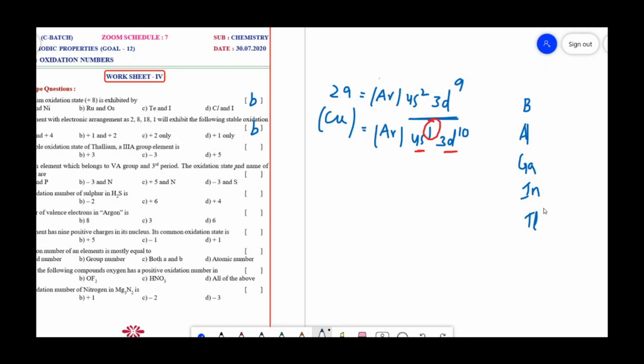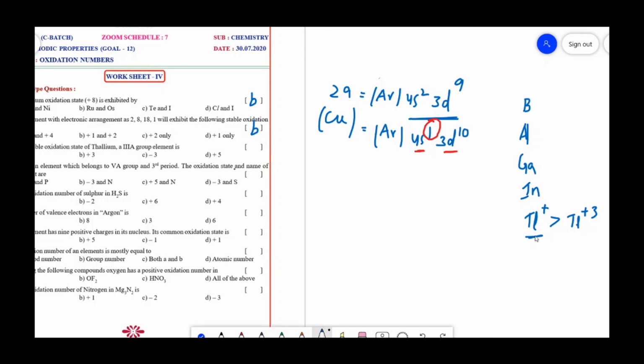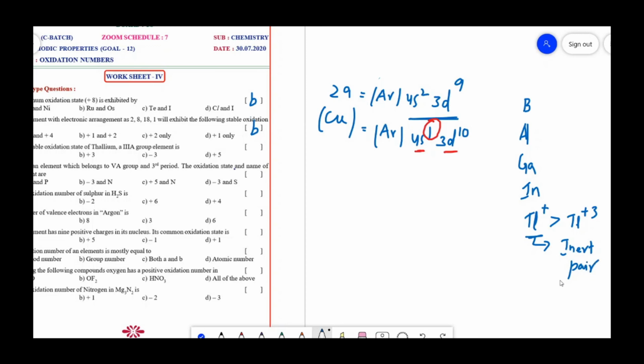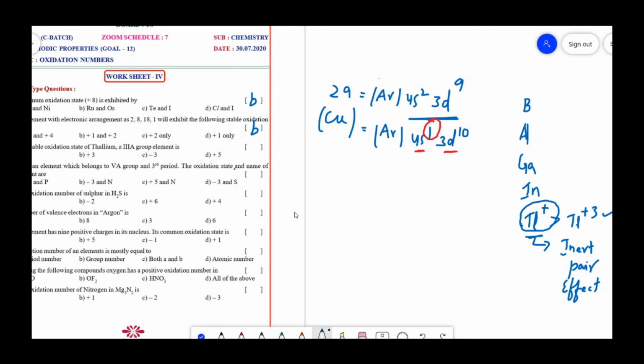But thallium is more stable in +1 than in +3. Why? In thallium there is a concept called the inert pair effect. Due to this inert pair effect, thallium will show a stable +1 oxidation state rather than +3. The remaining elements will have +3 only. So the answer is +3. So this is B.